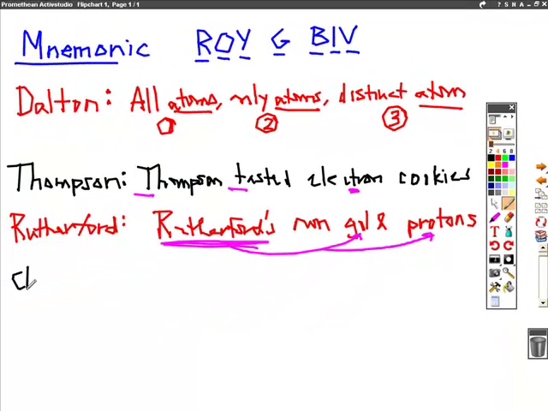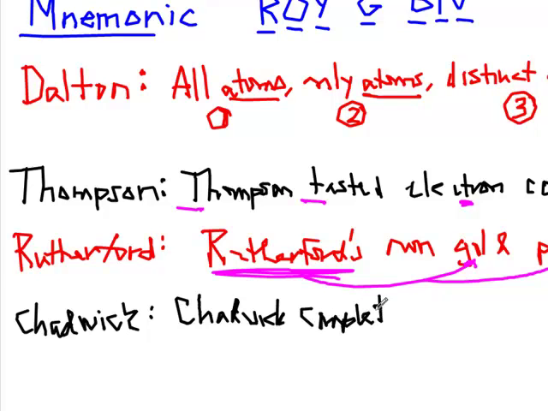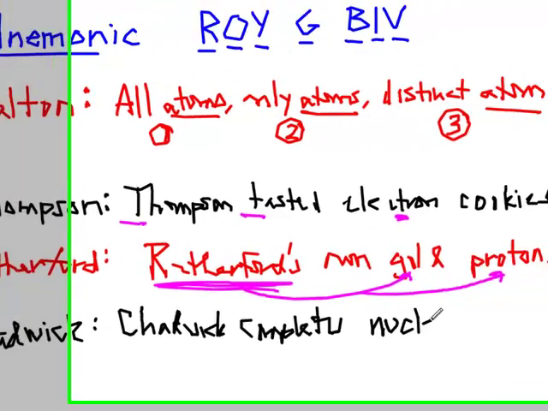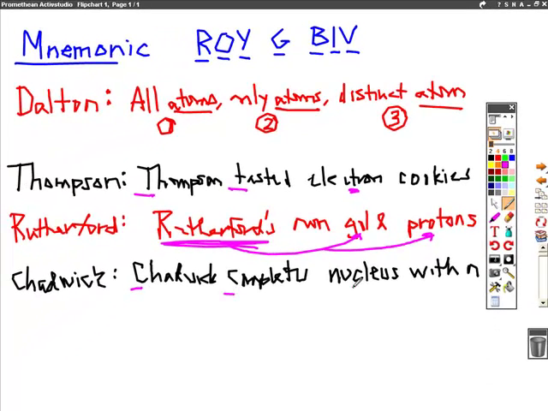Next is Chadwick. Chadwick's mnemonic is Chadwick completes the nucleus with an N. So now we know the atom, we know the electron, we know the proton. So CCC, Chadwick completes the nucleus with the N, or the neutron.